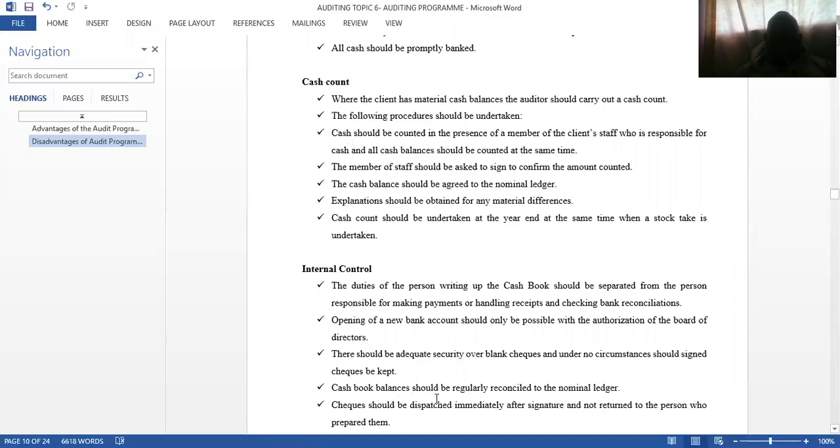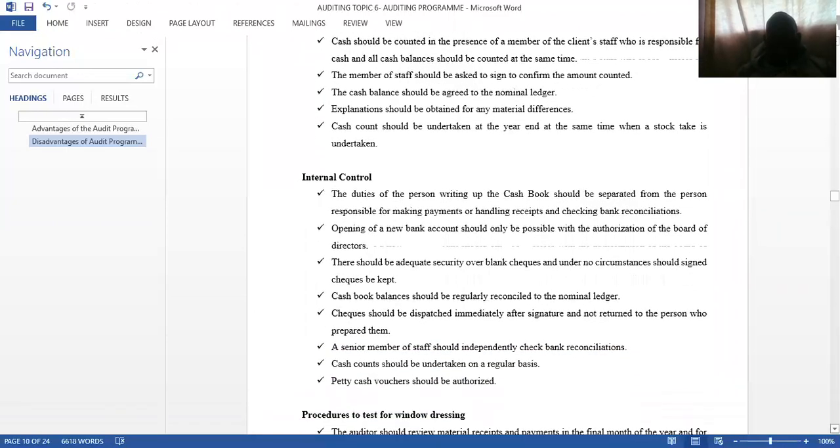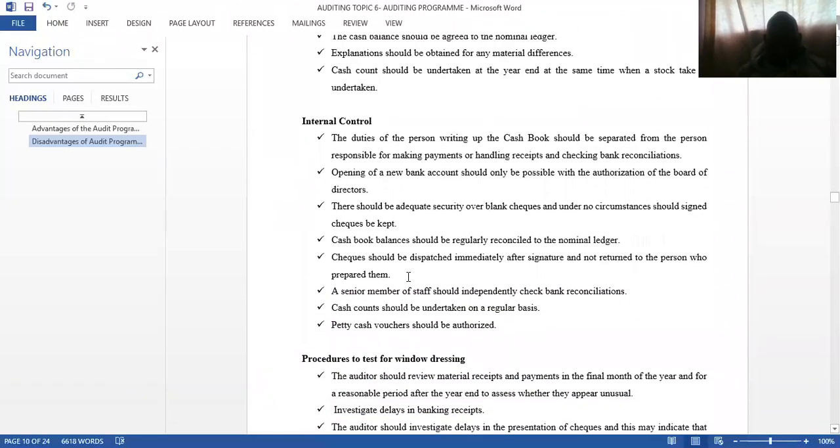Cash book balances should be regularly reconciled to the nominal ledger to identify items which are missing in those cash books. Checks should be dispatched immediately after signature and not returned to the person who prepared them, because that again can create another loophole. A senior member of staff should independently check the bank reconciliation and reconcile it with the cash book. Cash counts should be undertaken on a regular basis, and petty cash vouchers should be authorized by a senior person.